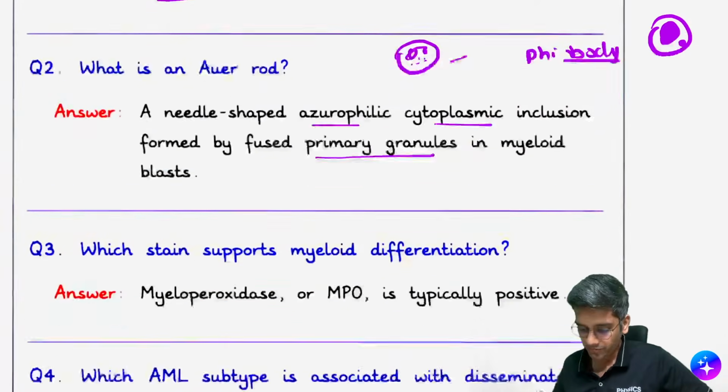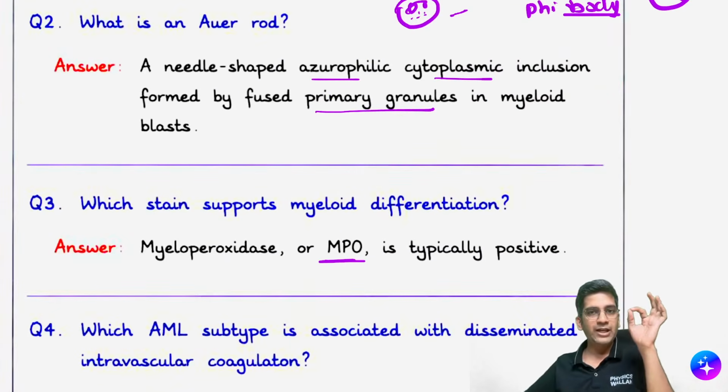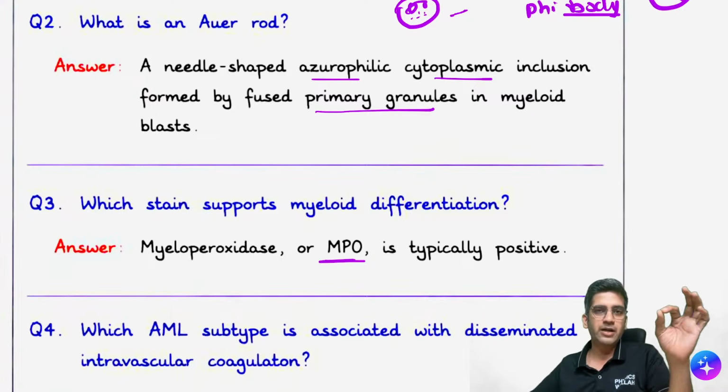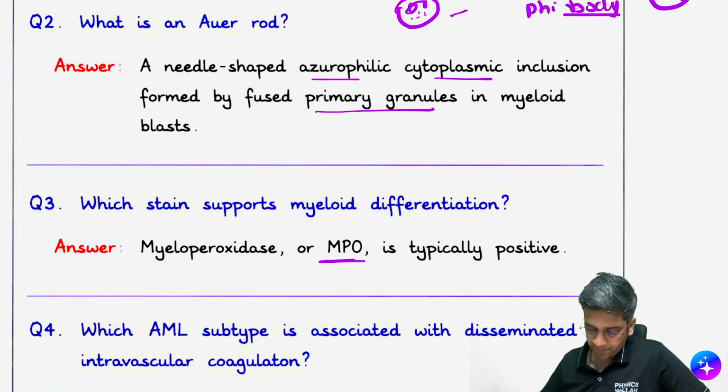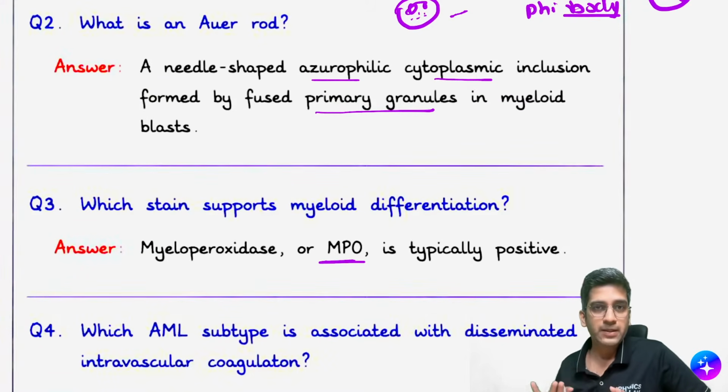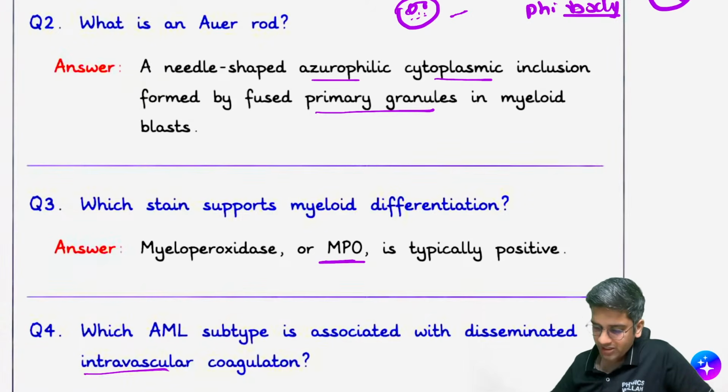The best marker for me to tell is MPO. Myeloperoxidase is a very, very specific marker to tell its myeloid differentiation. That's something which is very important. Don't forget it, right? Okay. There are multiple subtypes of AML. But there's one subtype of AML, that's the next question, which can cause DIC.